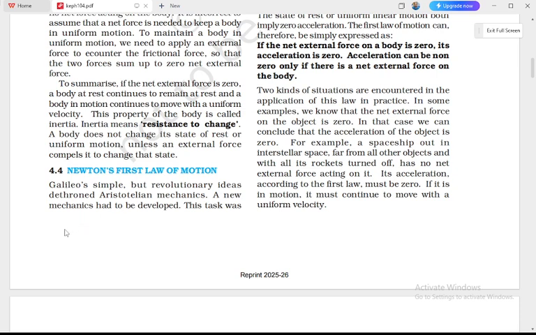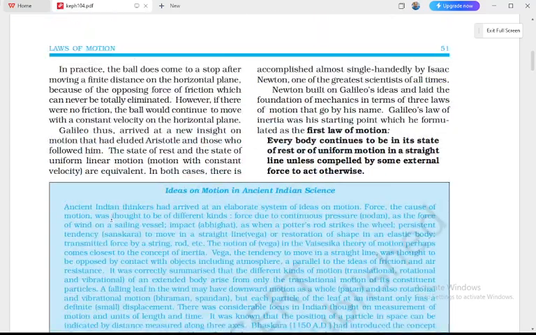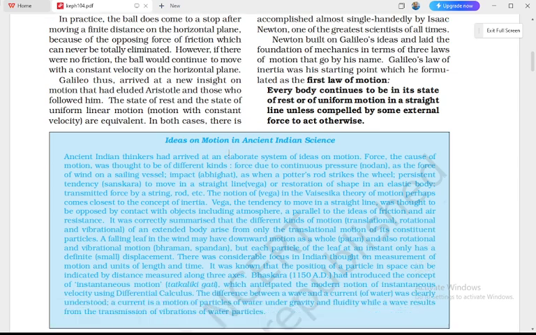Galileo's simple but revolutionary ideas dethroned Aristotelian mechanics. A new mechanics had to be developed. This task was accomplished almost single-handedly by Isaac Newton, one of the greatest scientists of all time. Newton built on Galileo's ideas and laid the foundation of mechanics in terms of three laws of motion that go by his name. Galileo's law of inertia was his starting point, which he formulated as the first law of motion.